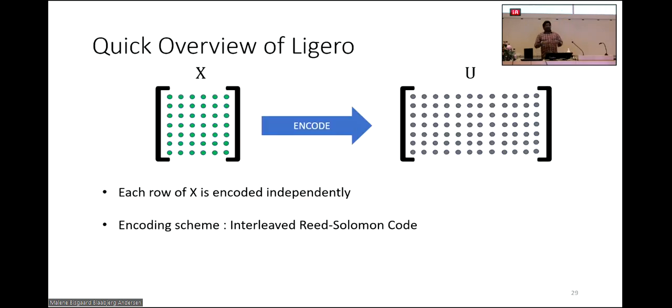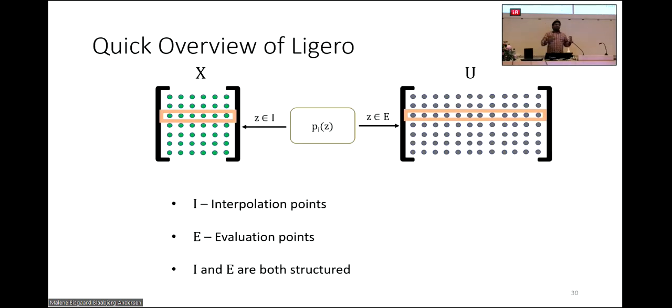Our protocol is built upon Ligero, so I'm just going to give a quick overview of Ligero. You have an extended witness X, and you want to encode it into an encoded witness U. Each row of X is encoded independently, and the encoding scheme we use is the interleaved Reed-Solomon code. Each row can be represented as a polynomial P_i. If you evaluate the polynomial at the interpolation points, you get the extended witness. If you evaluate it at the evaluation points, you get the codeword, or the encoded witness. Because we want to use FFT, both the interpolation points and evaluation points have a very nice structure, which we're going to leverage later on.